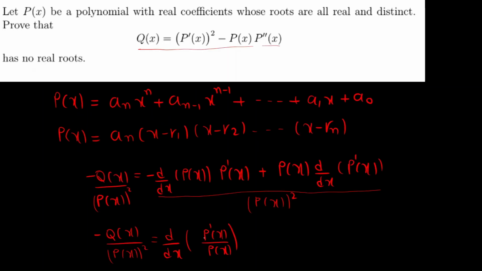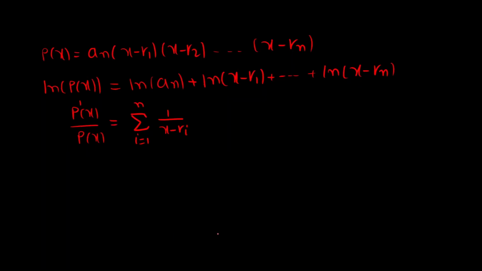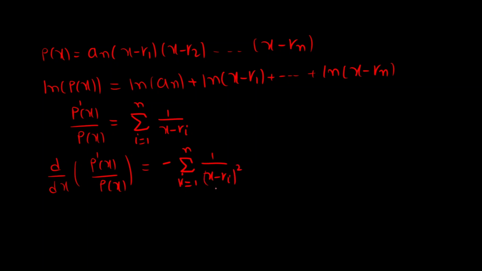Now in this equation we have d by dx of p dash of x by p of x. So let's differentiate this equation again with respect to x, which gives us d by dx of p dash of x by p of x is equal to minus sigma i equal to 1 to n of 1 by (x minus Ra) whole square. Now I'll substitute this in our expression.